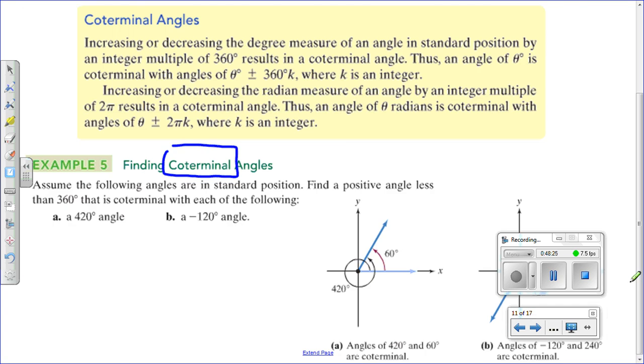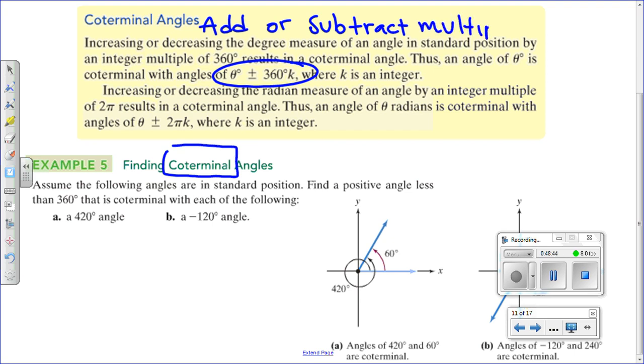So just like that, we're going to find others for those particular angles here. The key here is that to find them, we're going to either add or subtract. That's what the plus minus means, okay? You're going to add or subtract multiples of 2 pi or 360, depending on what you're working with, degrees or radians.